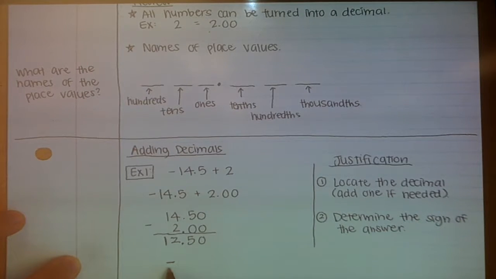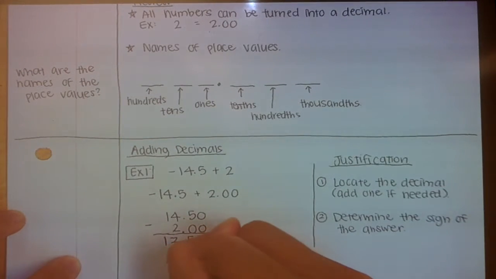I know my answer is going to be negative because this is further away from 0. So my final answer is negative 12 and 50 hundredths.